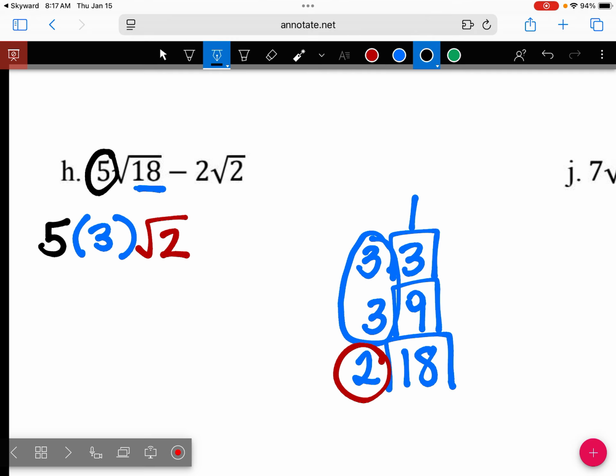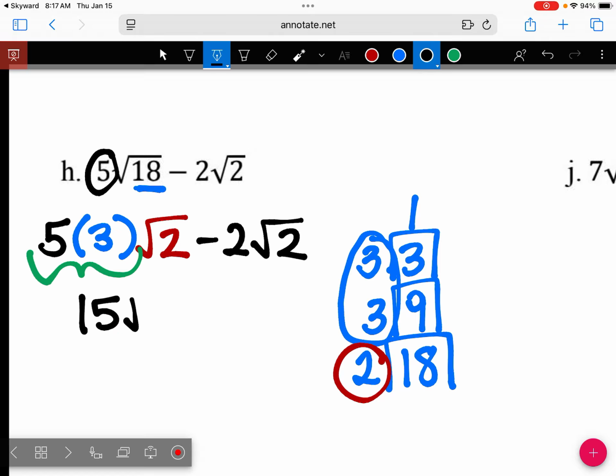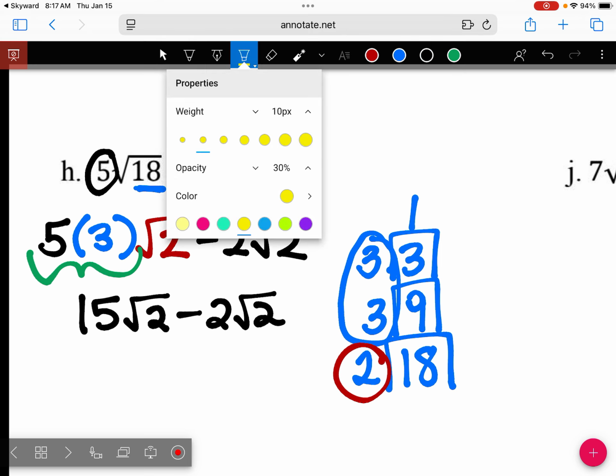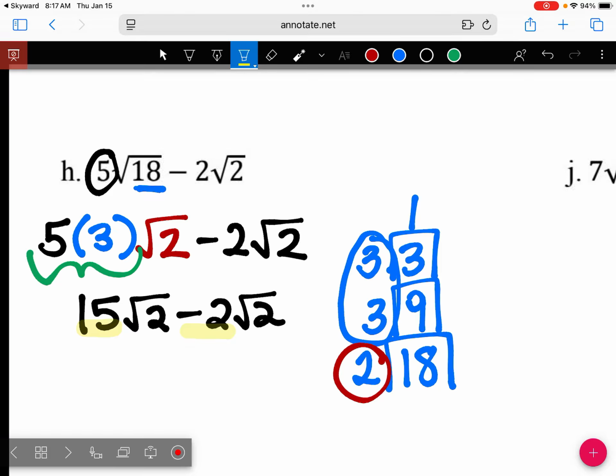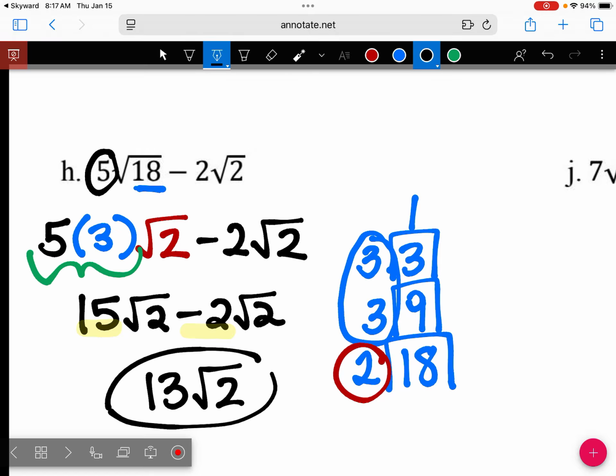All right, I'm going to bring down the -2 root 2 because that was already simplified. The only thing I can do here is multiply the 5 times 3, which is going to change that to a 15. So we have 15 root 2 minus 2 root 2. Are these like terms? Who says yes? Yep, because they both have a 2, right? So we can do the operations. So we can actually take the 15 and subtract the 2. So your answer should be 13 root 2. That would be your answer.